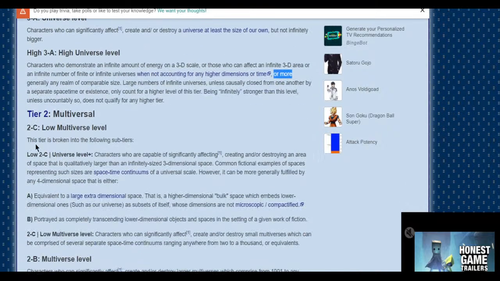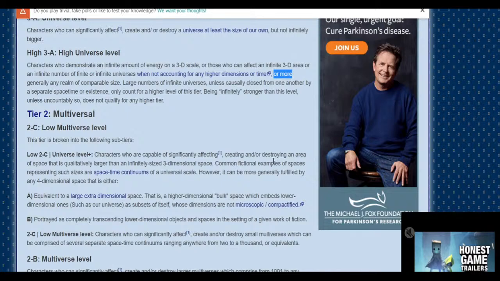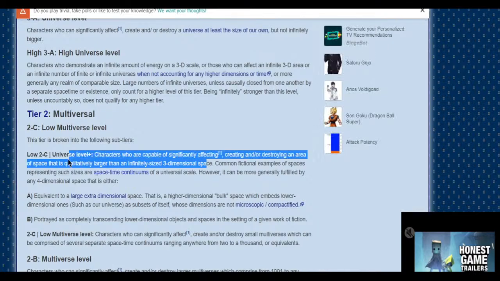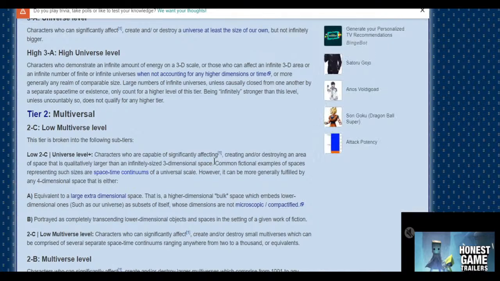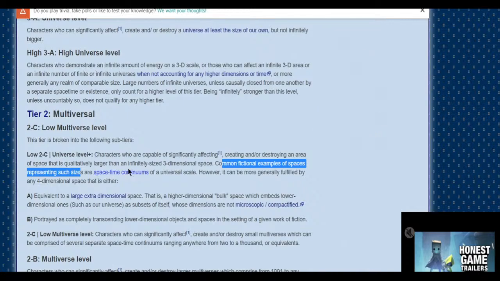2C. This tier is broken into the following subcategories. Characters who are capable of significantly affecting or destroying any area of space that is qualitatively larger than an infinite-sized 3D dimensional space. Okay? So you have to be infinite size for Universe Plus. So you have to destroy an infinite 3D dimensional structure, but it has to be common fictional examples of space represented, such as space-time continuums.